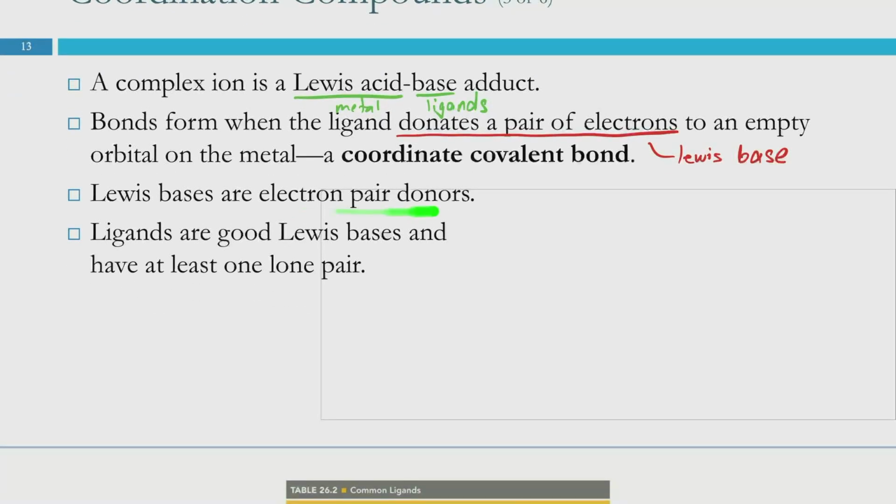So Lewis bases are electron pair donors, and ligands are good Lewis bases and have at least one lone pair. You have to have a lone pair to donate a lone pair. Can't give away money that you don't have. Atoms and molecules don't have credit cards.